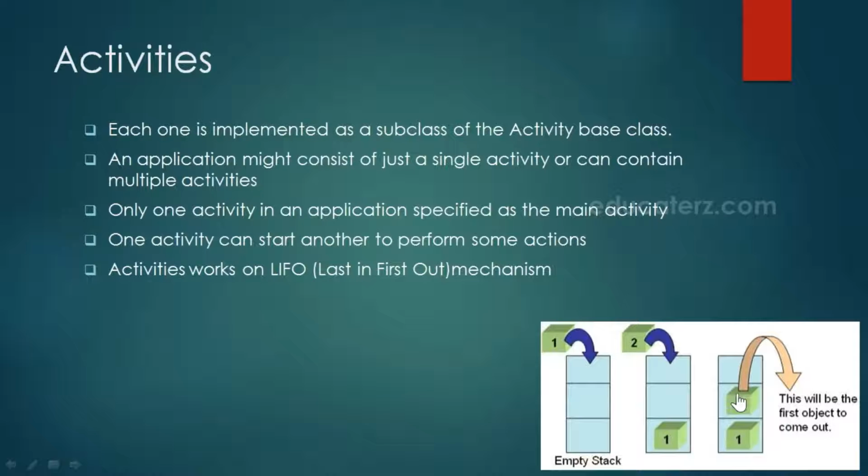Here, assume the second activity is the last activity, and it is the first one going out, then activity 1 will come. And if you have 8 or 10 activities in your application, and you are at the fifth activity, the 4 activities you came across will be in the back stack, and activity 5 will be in the foreground where the user can interact.